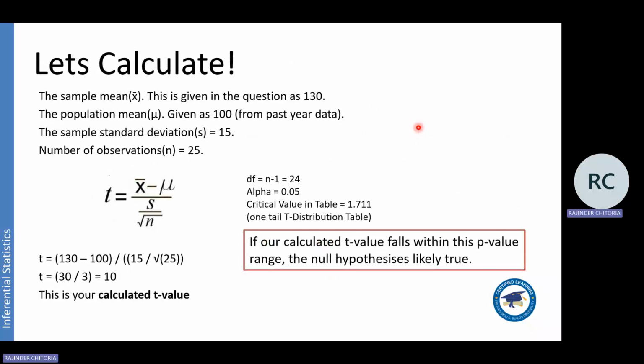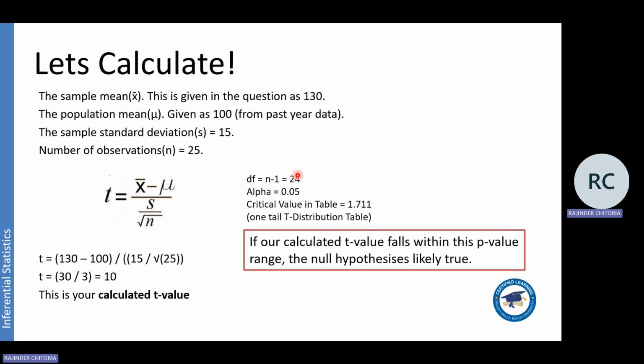Okay, so the formula would be like this. You can see the formula is different for each use case. Here, as the population mean is already available, this is validated with the sample set, using the standard deviation of the sample set and the root of n samples. If you read the question clearly, the sample mean is 130, the population mean reported earlier was 100, the standard deviation is 15, and the observations tested are 25. If we run this formula, we get 10 as the outcome. That's the T value, the calculated value.